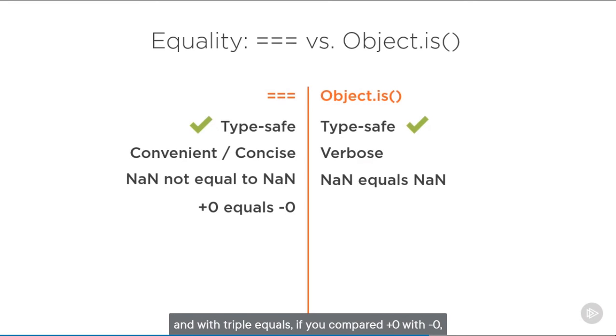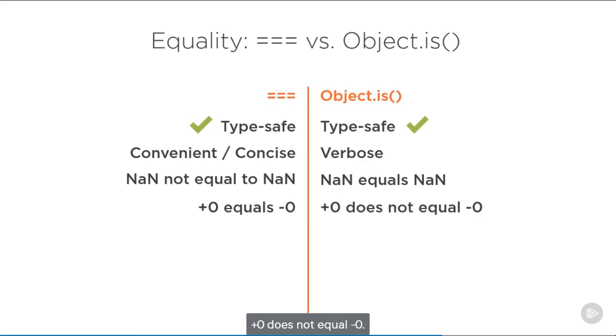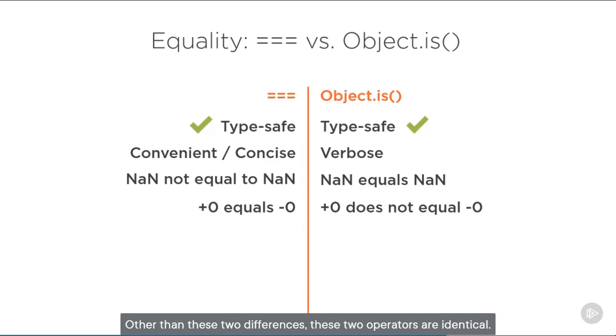And with triple equals, if you compared positive 0 with negative 0, they would be equal. But with Object.is, positive 0 does not equal negative 0. Other than these 2 differences, these 2 operators are identical.